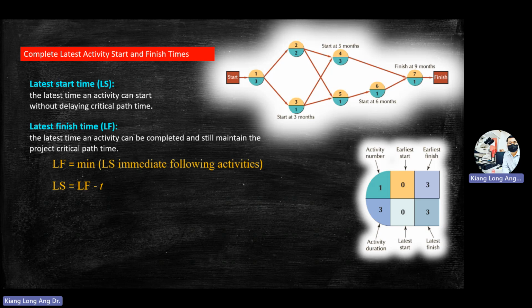Okay, so how to find the LF? LF is the minimum of the immediate following activities' LS. LS is LF minus time. Latest start, which is this one. You take latest finish minus time.